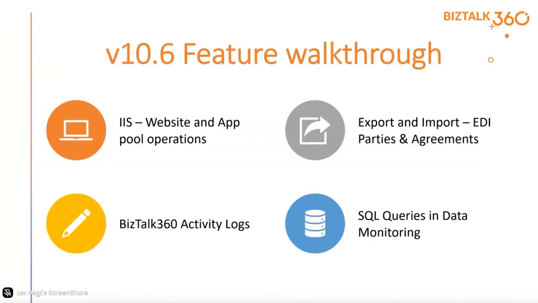Now we will be taking a look at what is the latest version of BizTalk 360 and what are all the new features we have included in that release. So our latest version of BizTalk 360 is 10.6, and these four major features we have incorporated in that release. With the first one, IaaS website and app pool operations, you can gain comprehensive control over your IaaS servers, enabling you to perform essential operations effortlessly. You can perform various operations on your IaaS websites, and whether you need to start, stop, or restart a website, all these operations can be easily executed within the BizTalk 360 interface.